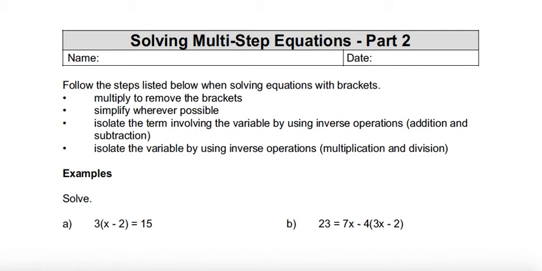First, we're going to multiply to remove the brackets, that's the distributive property which we learned in the last unit. Then we're going to simplify wherever possible, so we're going to combine our like terms. And then we're going to start by isolating the variable, or isolating the term involving the variable, by using inverse operations. So we're starting with addition and subtraction. And then we're going to take it even further by isolating the variable by using the inverse operations of multiplication and division.